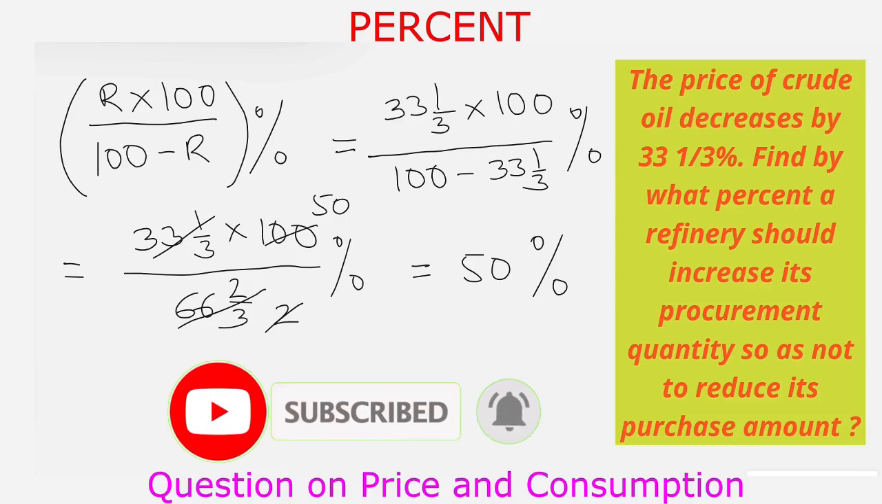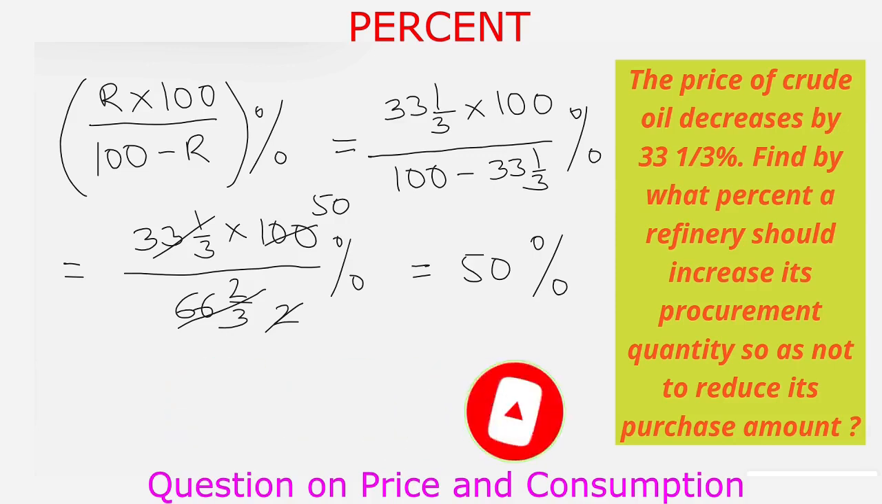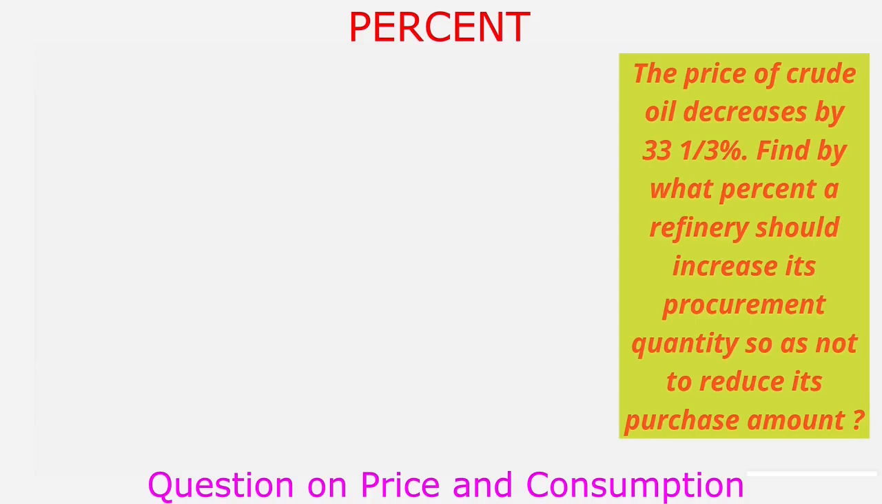This is our answer. Now we solve this question by another method, a shortcut method. Now we know that if the amount is constant, then price and quantities are inversely proportional. So I write P for the price and Q for the quantity. The price has reduced by 33 and 1 upon 3%. It means that the price is reduced by 1/3. It means the present price is 2/3 of the original one.